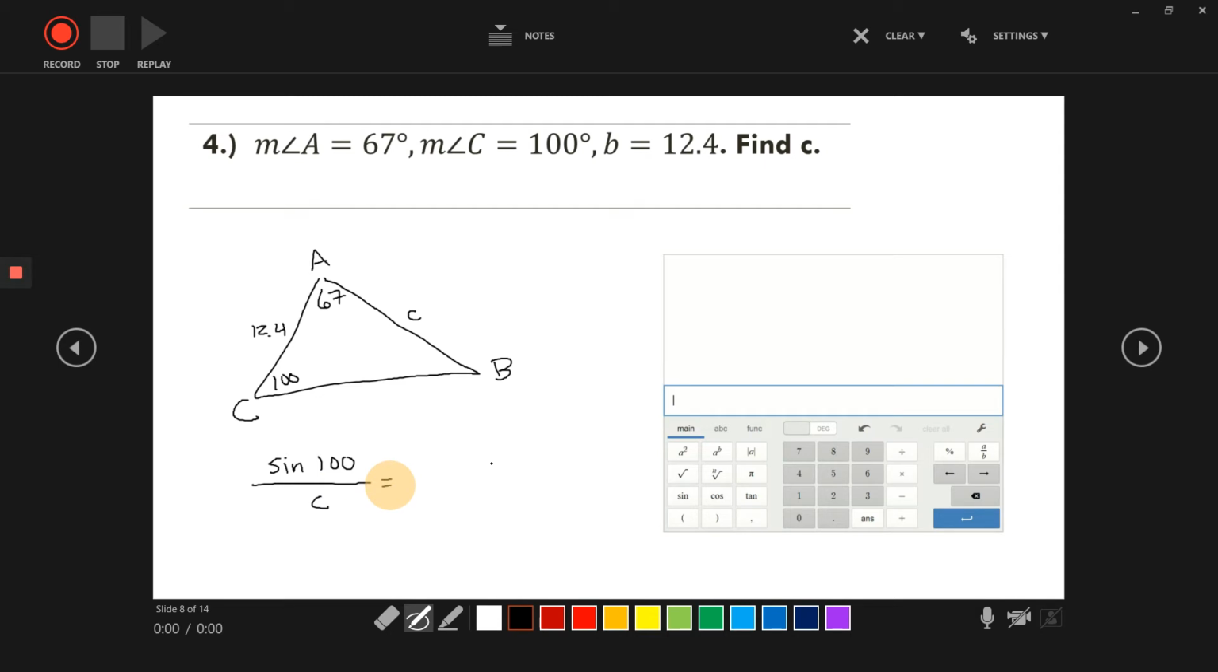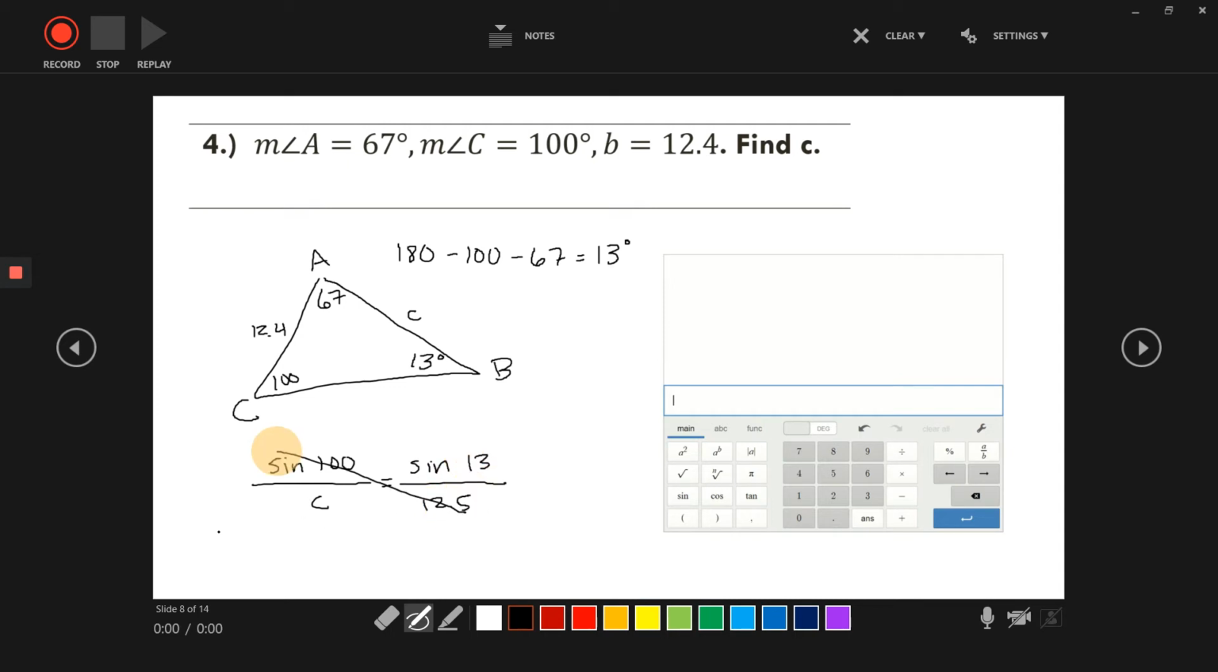And now here's a problem. Angle 67 is not across from a known side. And the 12.4 is not across from a known angle. So we need two things that are across from each other that we know. So this is a problem. But remember, in a triangle, the three angles add to 180, right? So I know two of the angles, so if I subtract off those two angles that I know from 180, I will know that angle B is 13 degrees. And now I can set up sine of angle B with side B.